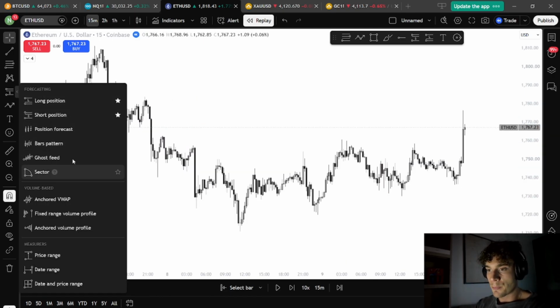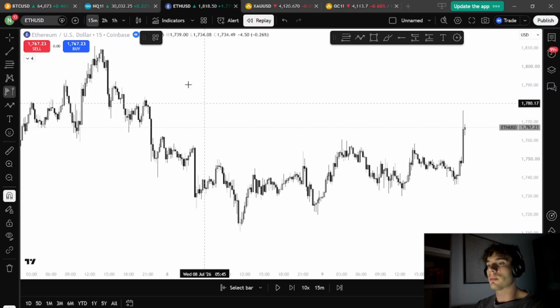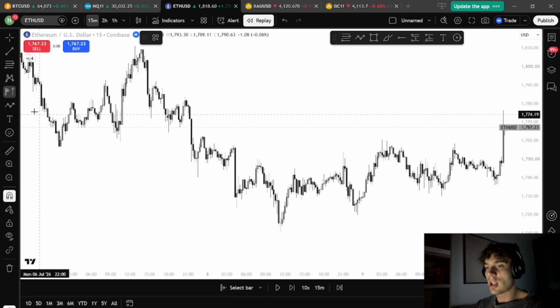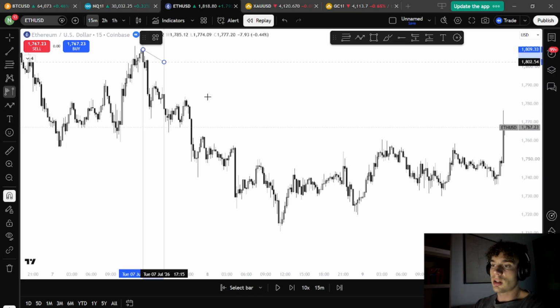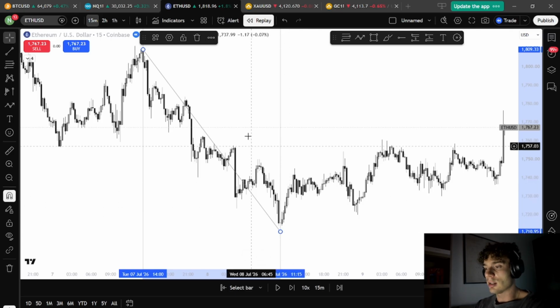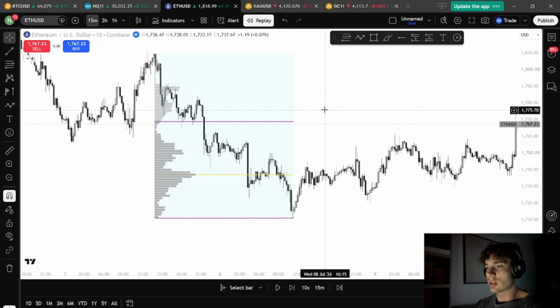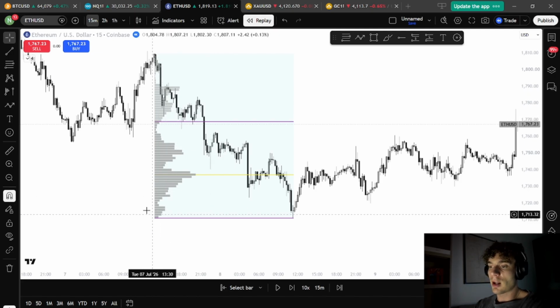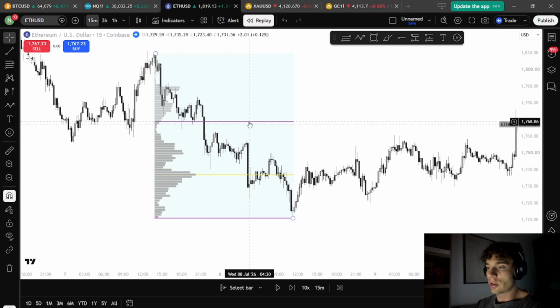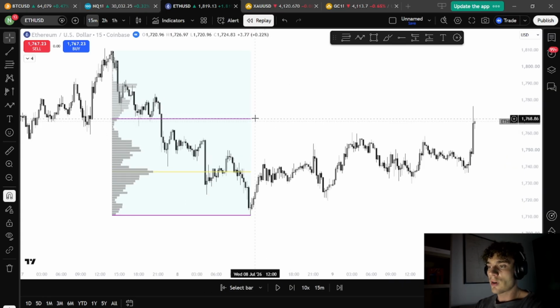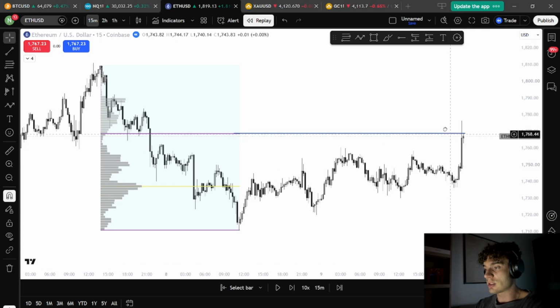What else do we have here? We have the fixed range volume. For example, if you like to use volume profiles, with fixed range volume you can select from here to here, and then it will show you where the most amount of transactions happened in this particular range. As you can see here, from this purple line to this purple line, there was 70% of transactions. The upper area is the value area high, which means this is the upper area of 70% of transactions. This is the middle area, and this is the bottom area. Sometimes this upper area will react as a resistance.